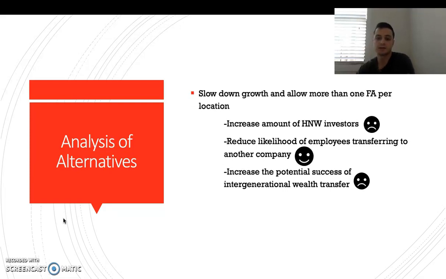Slowing down growth and allowing more than one financial advisor per location. So this would not increase the amount of high net worth investors, just because it really doesn't do anything for that. But it would reduce the likelihood of employees transferring, because right now they kind of have too many customers per financial advisor. So by allowing them to have more than one, it would probably disperse the amount of work among the two of them or three of them, however much it might be. And increase the potential success of intergenerational wealth transfer? Again, it wouldn't really do anything for that, so this only wins with 1 point.